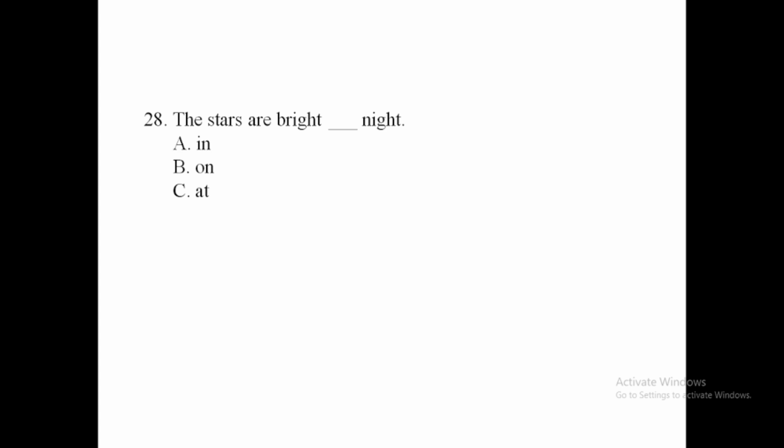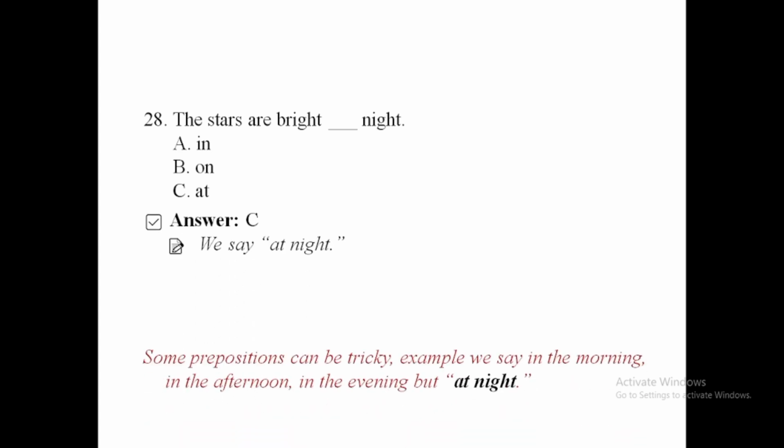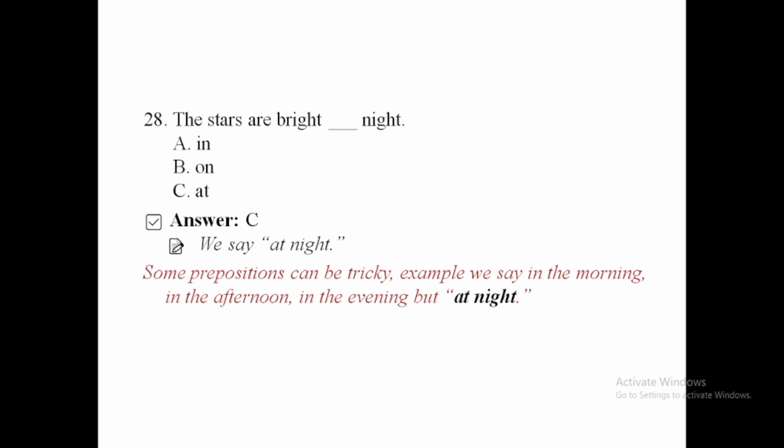Question number 28. The stars are bright blank night. A. In. B. On. C. At. Good. The answer is at. We say at night. Some prepositions can be tricky as I've said before. Example, we say in the morning, in the afternoon, in the evening, but at night in this case.